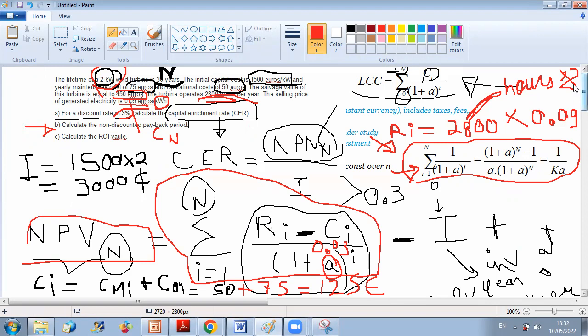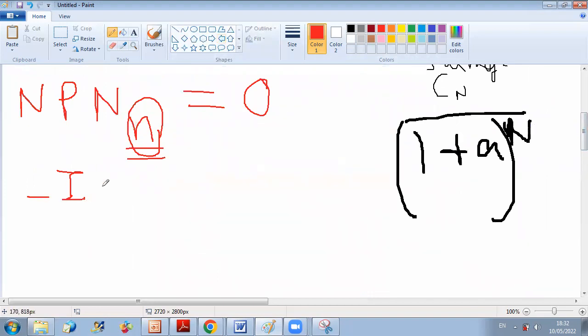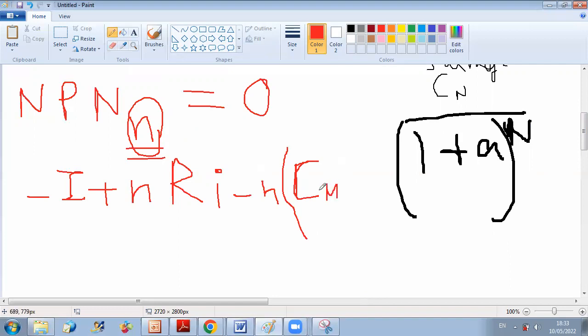changing in value with time, what is the total benefit I will get for N years? It's minus I plus N times R, the revenue. And what are the costs that I will pay? Minus N times C. Of course, I have two costs, the maintenance plus the operational costs. And do I have to add the salvage value here? No, it's not for year N. Of course, I will not have to add it.